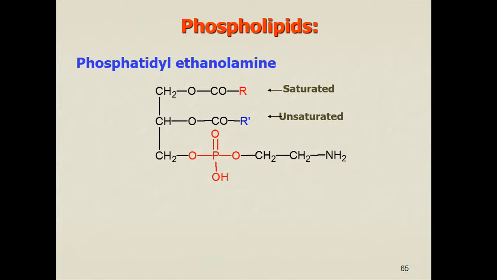Then the third one is bonded to the phosphoric acid by an ester bond, and the phosphoric acid, by an ester bond, is bonded to the amino alcohol, which can be ethanolamine. Here, instead of ethanolamine, it can be choline or serine. In this case it will be phosphatidyl serine, or phosphatidylcholine, which is just lecithin. This is the name. So, saturated, unsaturated.